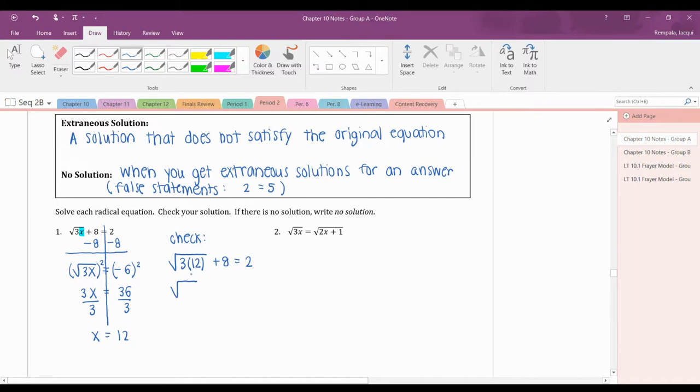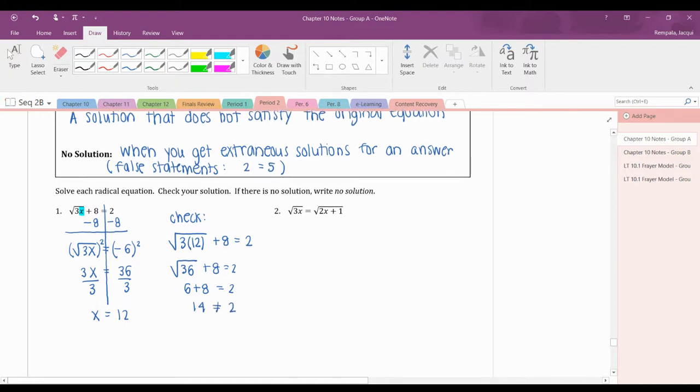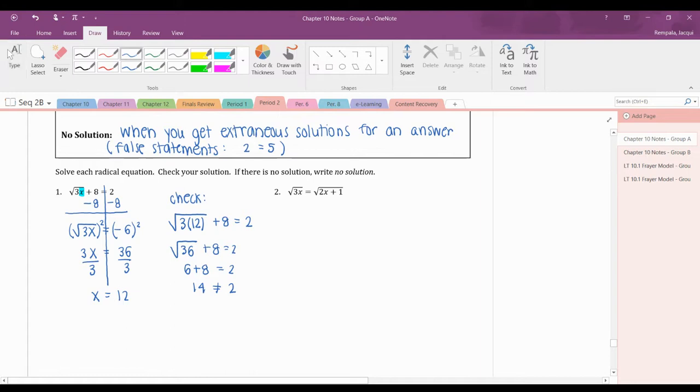Under the square root, 3 times 12 is 36. If I take the square root of 36, we get 6. If I add 6 and 8, that's going to give me 14. That definitely does not equal 2. Because it doesn't equal it, that's a false statement. X cannot be 12, which means that we would write that we have no solution. Even though 12 looks like a really nice number, that's why checking your solutions is super important.